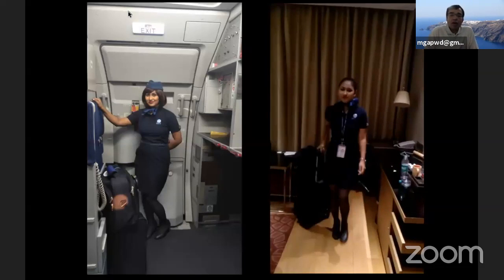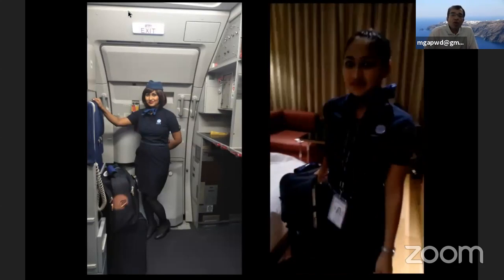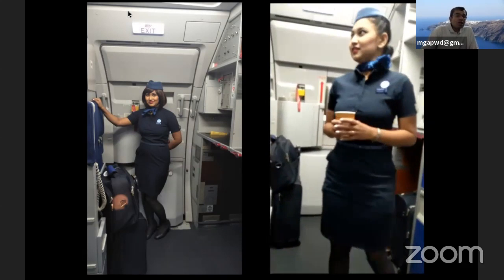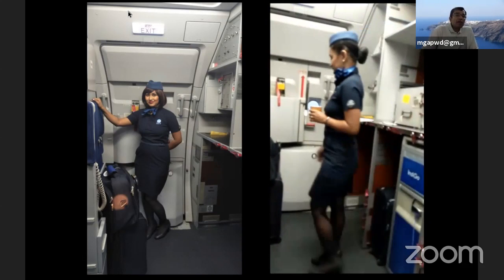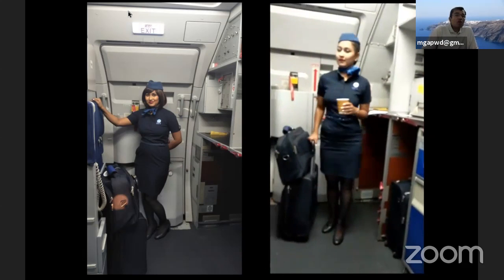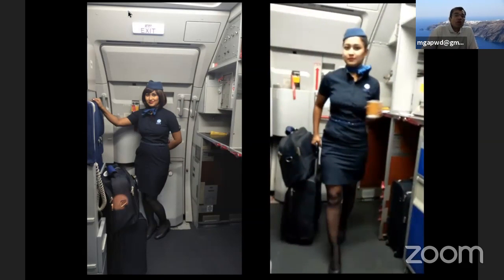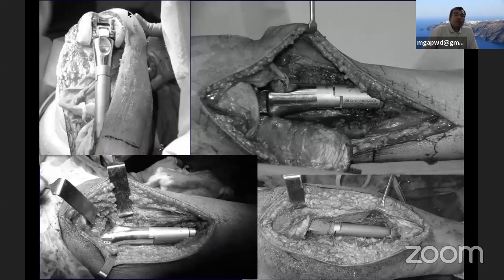She became an air hostess. She currently flies with Indigo. And nobody really knows that she's had treatment, and she's a survivor of osteosarcoma. So the functional results today are expected to be very good.